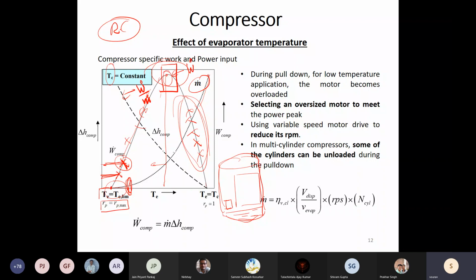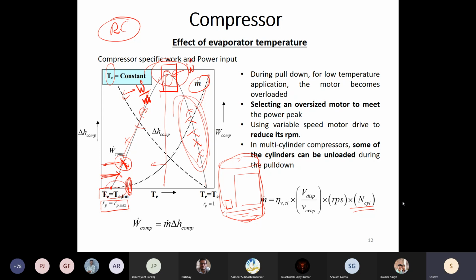Or in many cases, in large cold storage systems, we will have multiple cylinders. It will not be a single cylinder compressor, it will be a 2-4 cylinder compressor. In such scenarios, we can also cut off 1 or 2 cylinders till a particular temperature is attained. Again, the demand is less on the motor and hence the capacities will also be poor. So you will take more time to pull down the temperature.